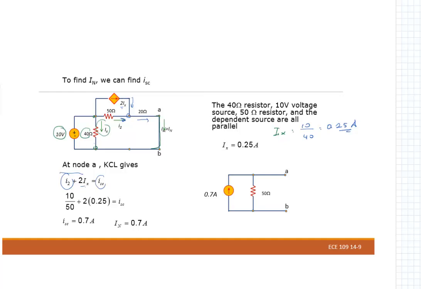How can we find I2? I2 will be equal, because we know the voltage right there and this is a short, to 10 divided by 50. So ISC is 10 divided by 50 plus 2 times Ix, which is 0.25. When you simplify ISC, which is IN, you get 0.7 ampere. So with the previous one we found the resistance value, and now we found the current. We can represent the Norton's circuit basically in this form.